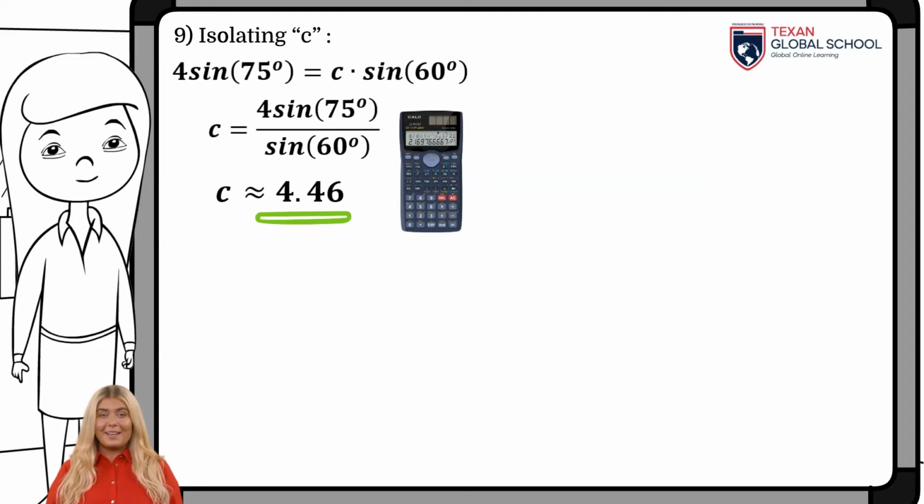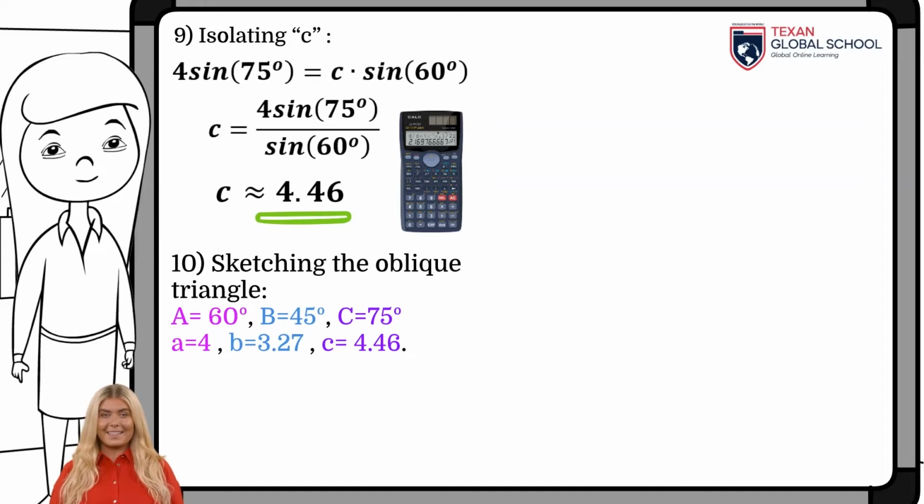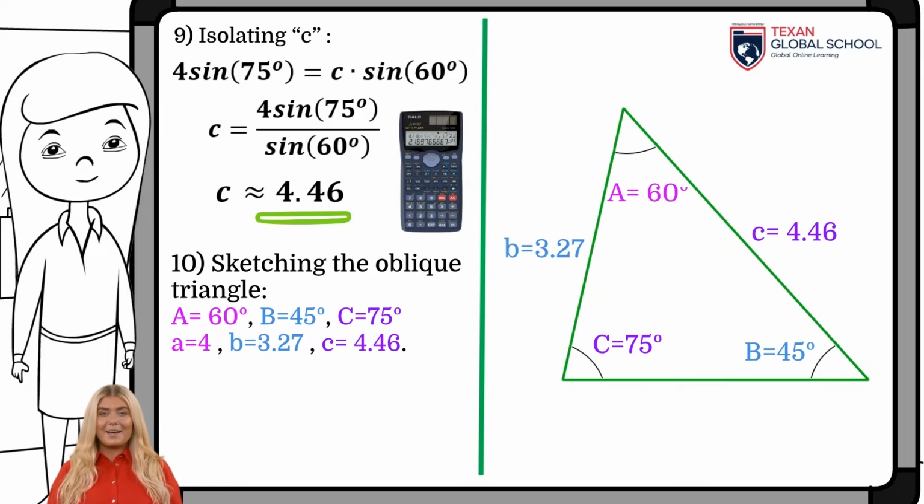Substituting results in 4 over the sine of 60 equals c over the sine of 75. Solving for c, and using the scientific calculator, we obtain that c is approximately 4.46. It could also be simplified using exact values, however we need trigonometric identities, which will be seen in later classes. With this, the triangle is solved since we have all the sides and all its angles. Now, to sketch the triangle, we must analyze the angles. In this case, all the angles are acute, so it is an acute triangle, as shown on the board. The angle C is the largest, hence its opposite side is the largest.